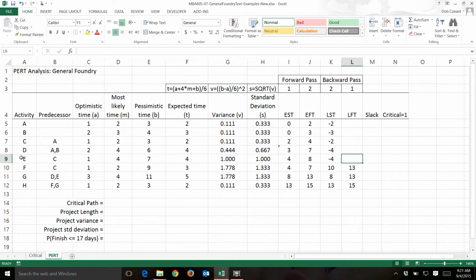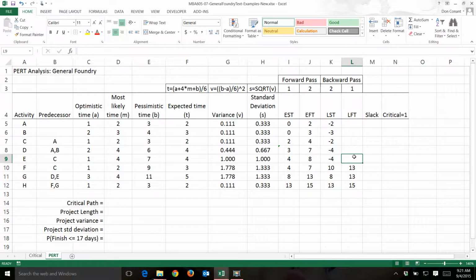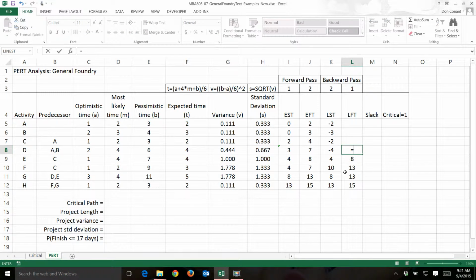I am on activity E. I look down here, it precedes only activity G. So I'll point that to the start time for activity G, and that's the finish time for activity E. I am on activity D. D precedes only activity G. So again, I'll point this to activity G's start time, and that becomes the finish time for D.